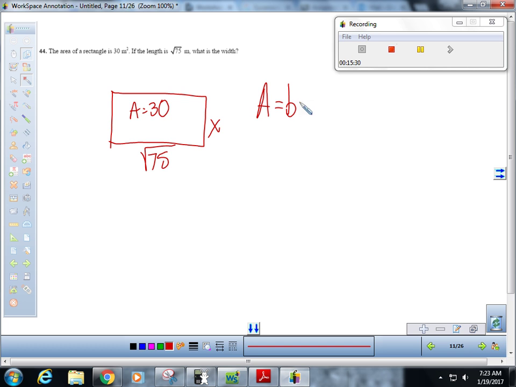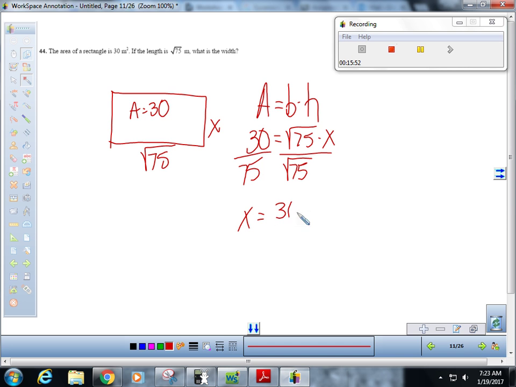Area of a rectangle is base times height. You got three variables there. We have to know two of them. So we do. 30 is radical 75 times x. So now this might make sense why we're doing this. How do you solve for x? You divide both sides by radical 75. Okay? So you get x is 30 over radical 75.